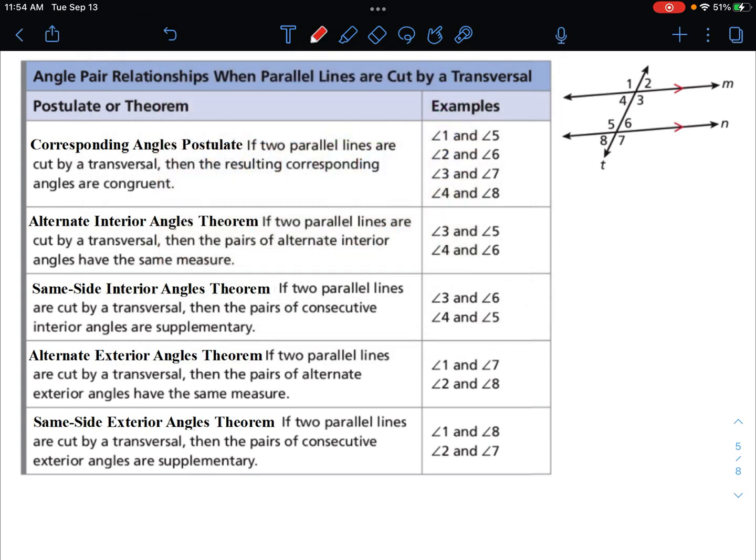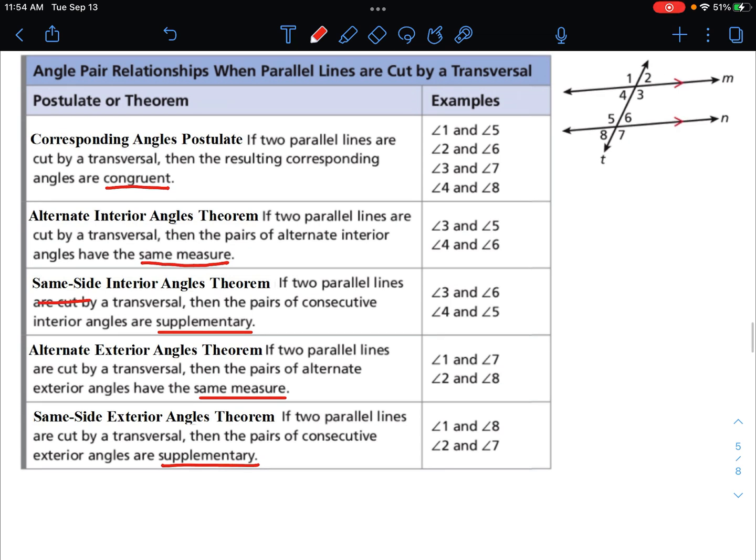First off, if two parallel lines are cut by a transversal, corresponding angles are congruent. Alternate interior angles, also congruent or have the same measure. Same side interior angles are supplementary. Alternate exterior angles, same measure. And same side exterior angles are supplementary. So if they're same side, they're supplementary. Any of the others, they're going to be congruent or have the same measure. So that's kind of an easy way to remember that. But again, to do any of these, you have to have parallel lines.